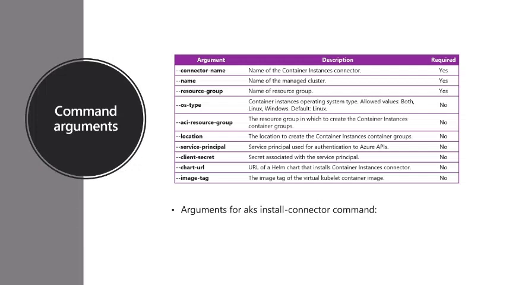So it says connector name, resource group, OS type, which is the container instances operating system type. Allowed values are both, Linux, Windows; default is Linux, which is not a required value. Only three values are required: connector name, name of the managed cluster, and resource group name. Others are location, service principal used for authentication to Azure APIs, client secret, chart URL, image tag.